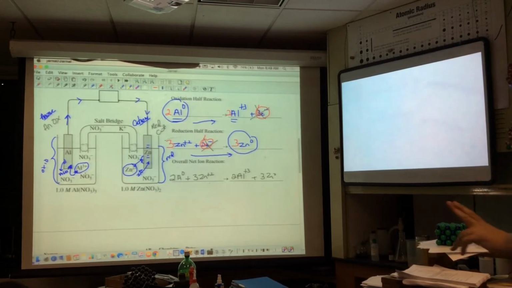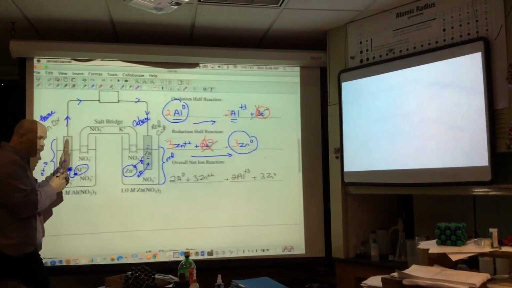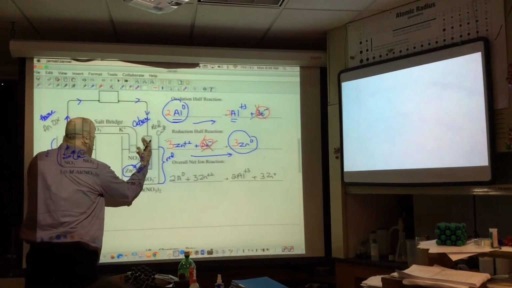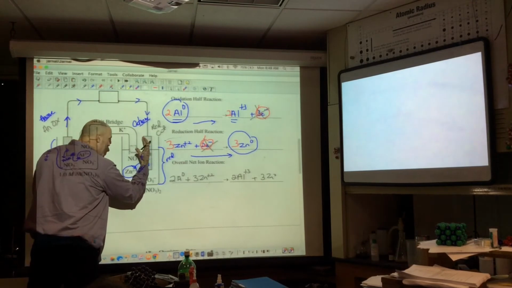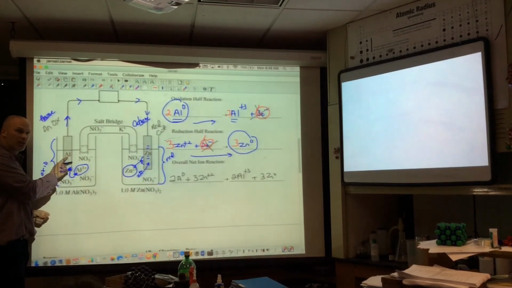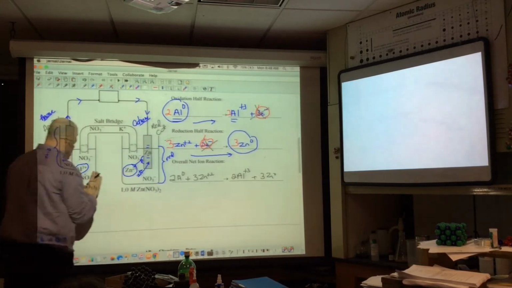Remember, the electrons travel. What is the electrode? The anode is the place of oxidation. It may or may not undergo oxidation. The cathode is the place of reduction. It may or may not undergo reduction. In this system, this anode actually undergoes oxidation, but it doesn't matter. These electrodes are the exact place where it happens.